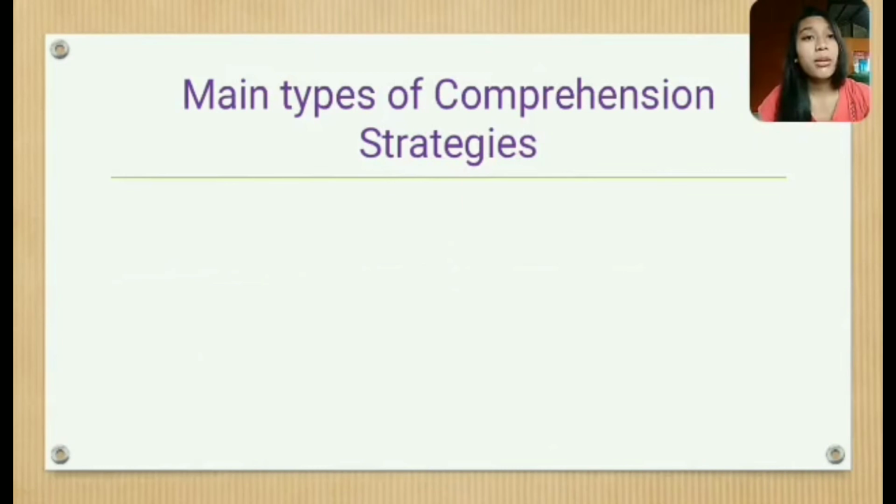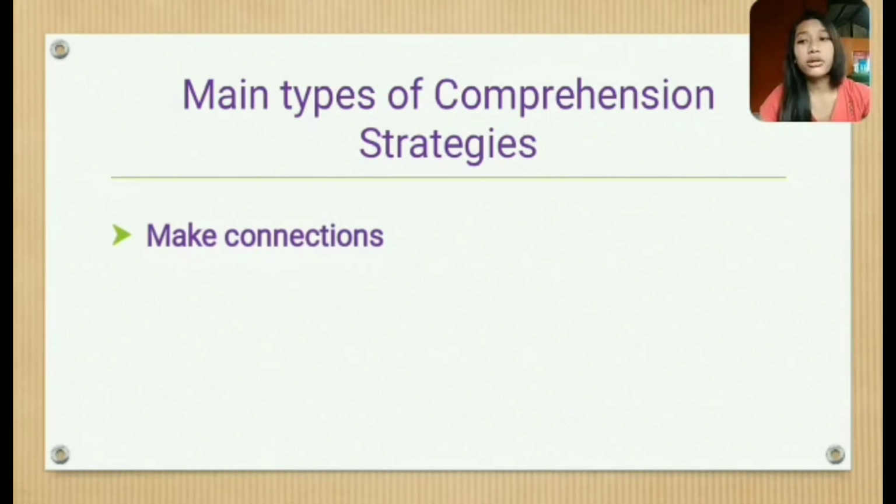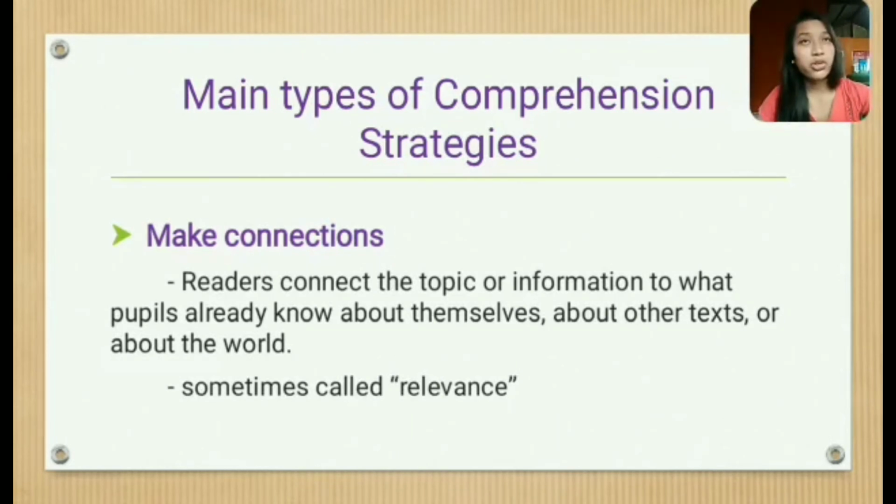So we have the 6 main types of comprehension strategies. The first type is making connections. This comprehension strategy helps the students to make meaning of what they are reading, and when the students make connections to the text that they are reading, it will help them to make sense and understand what they are reading. For example, the readers connect the topic or information to what pupils already know about themselves, about other texts, or about the world.